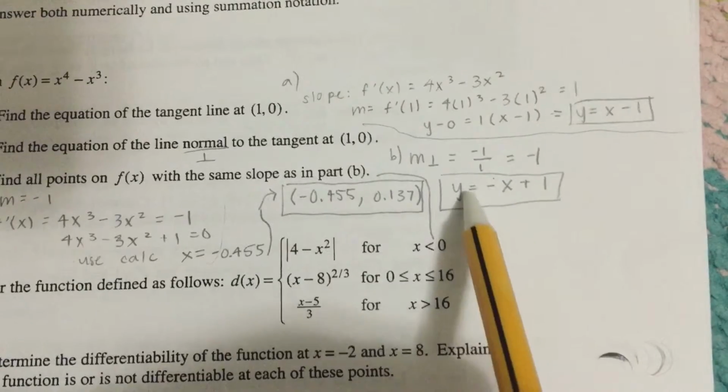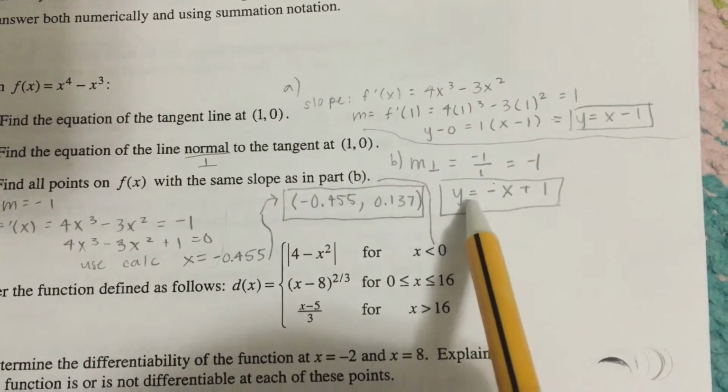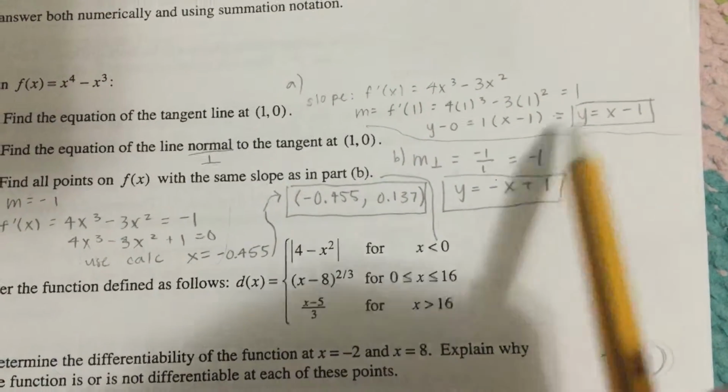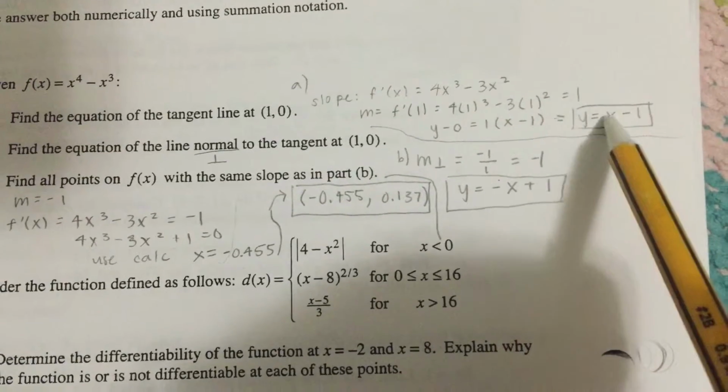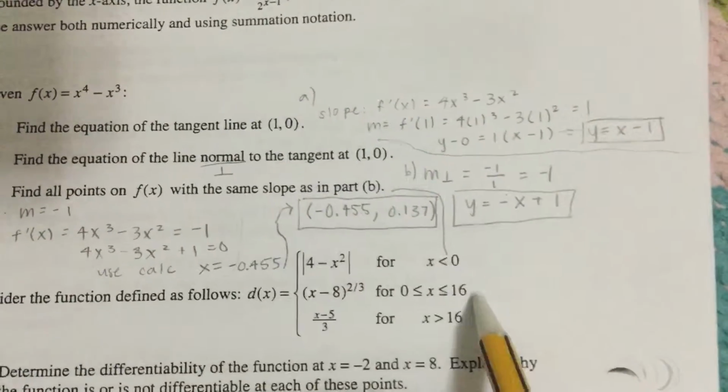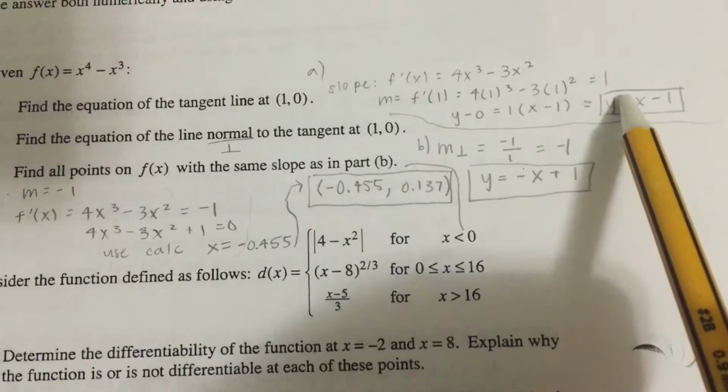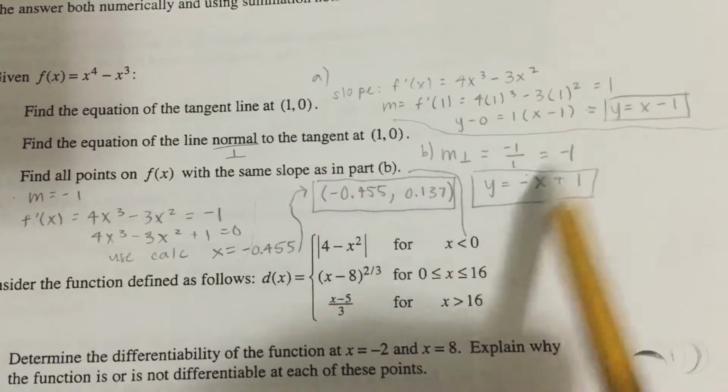So basically, the equation is just y equals negative x plus 1, since that's the opposite slope of the first slope we got.